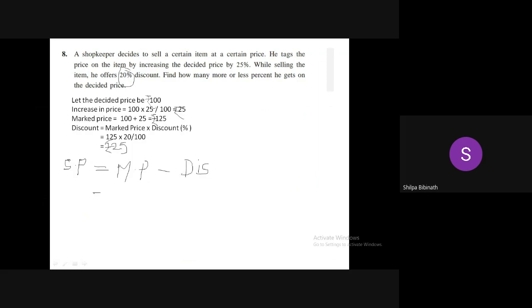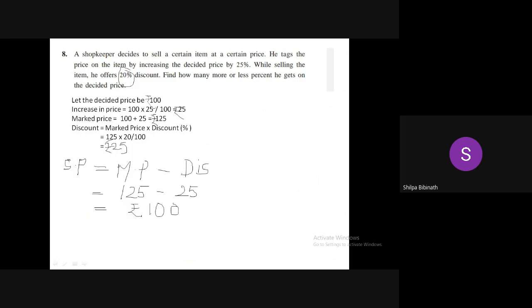So what is the answer here? 125 minus 25. So what is your answer? It will be 100 rupees. So rupees 100. Now just see the decided price first. What was the decided price? We have assumed 100 rupees.